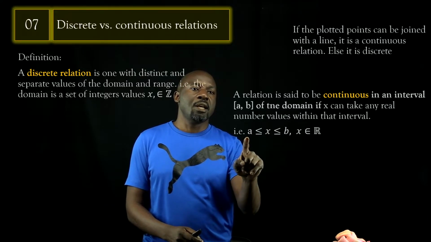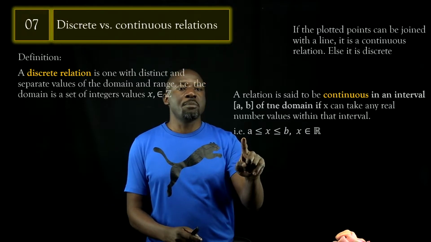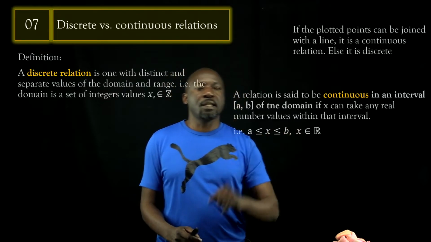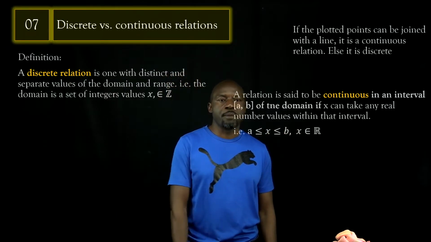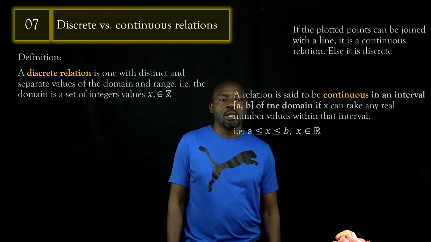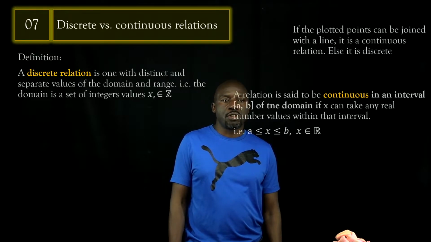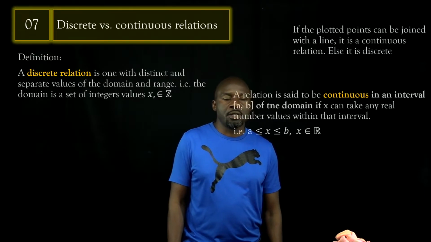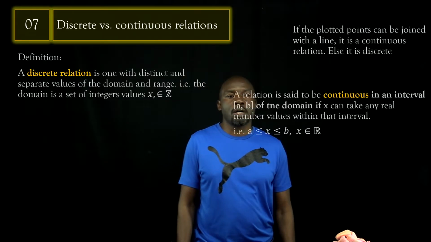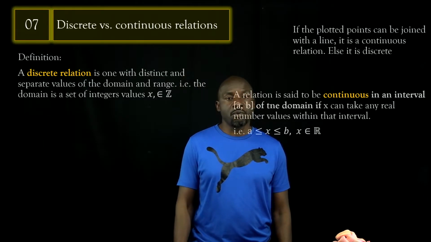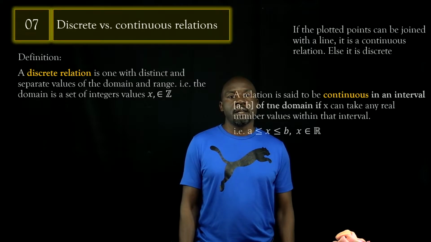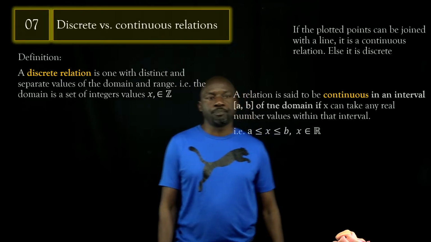So we would say the domain starts from maybe minus 5 to 7 degrees Celsius, or whatever it is that we are measuring. So this is the difference between continuous relations and discrete relations. We will look at some of these relations as we move on and distinguish between them.